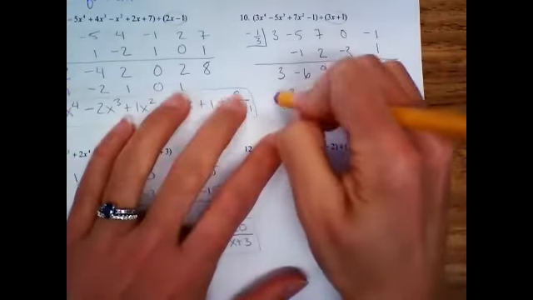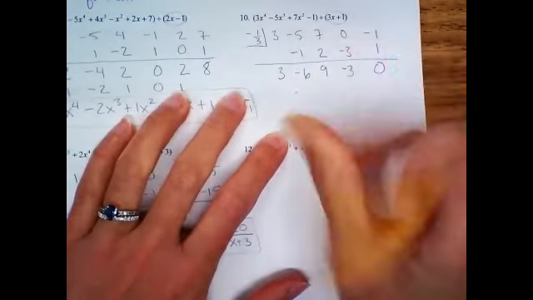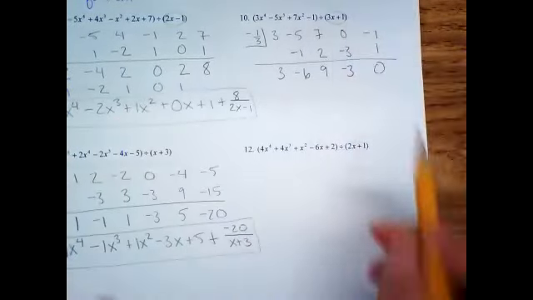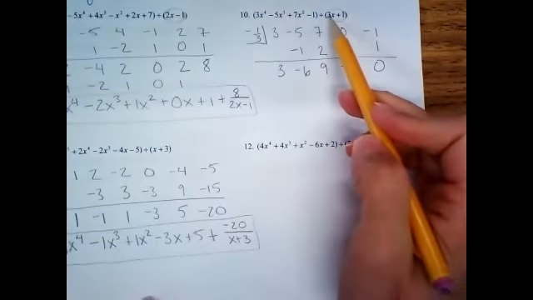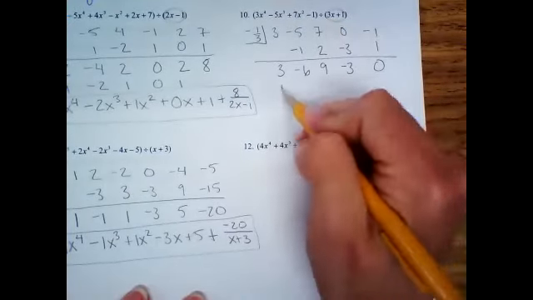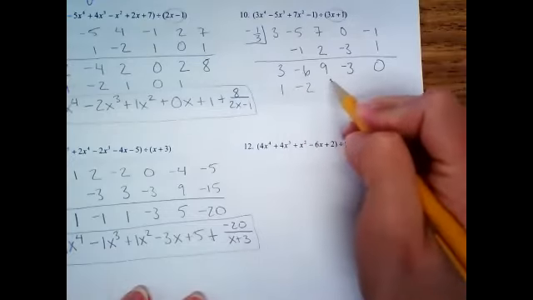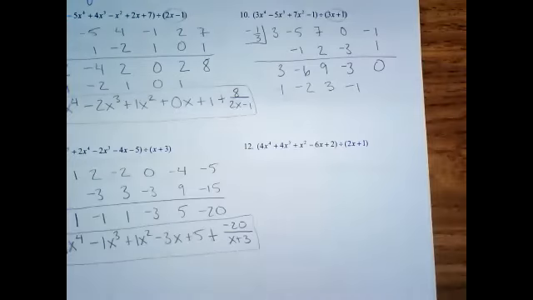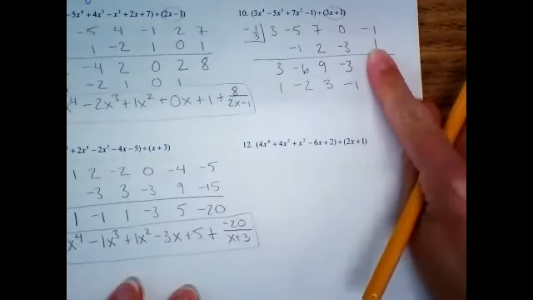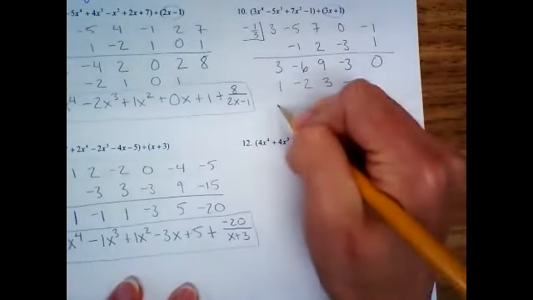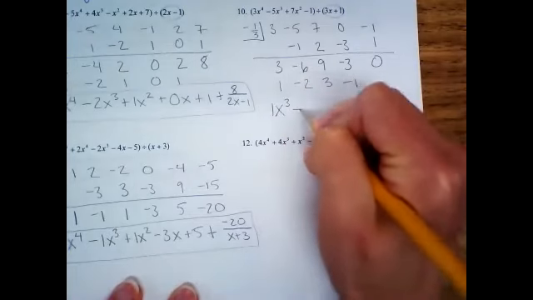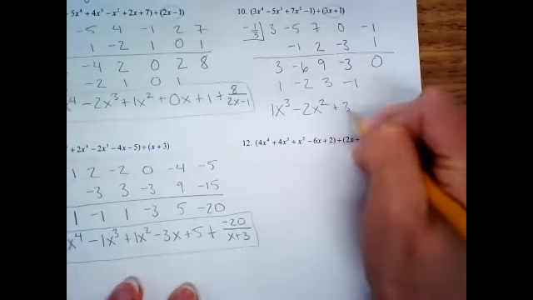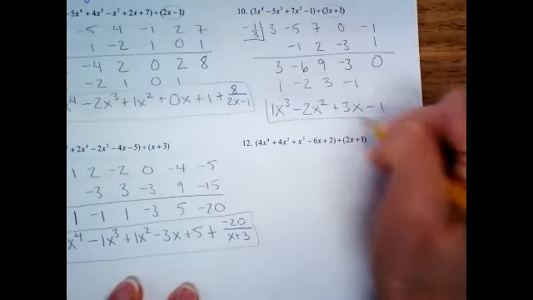Oh, whoops, I'm sorry. I forgot to reduce it. You got to divide them all by 3. I caught it though. Divide them all by 3. You will get 1, -2, 3, -1. Now this remainder came out to be 0, but you wouldn't touch that anyway. All right, so 1x to the 3rd minus 2x squared plus 3x minus 1.